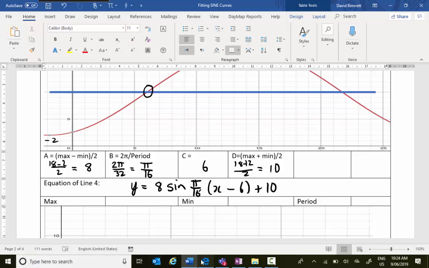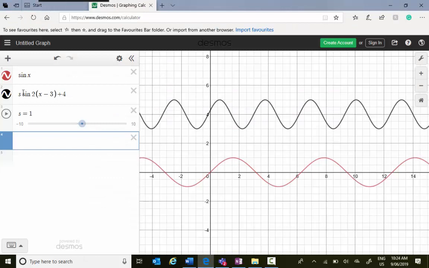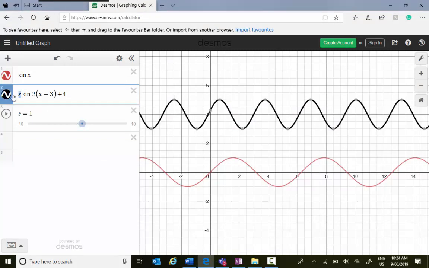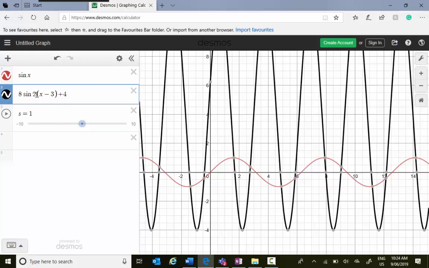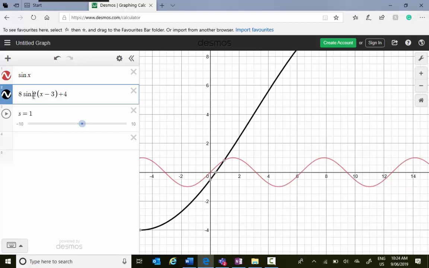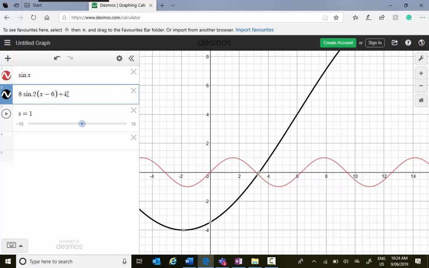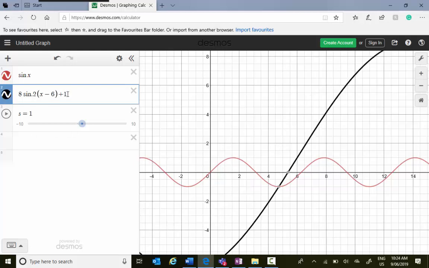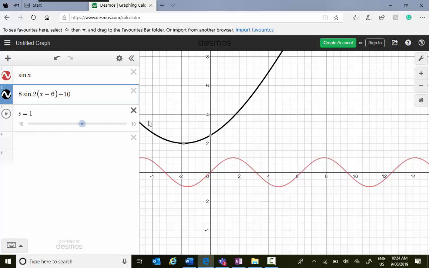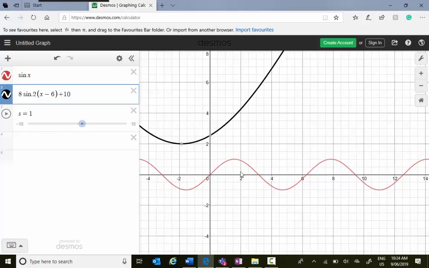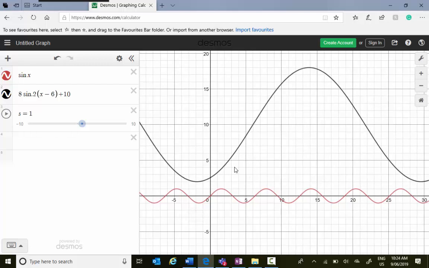So if I come to my Desmos and we graph that, and so remember our maximum there was equal to 8. And then my thing is like 0.2. And then my graph here, I had to move that across 6. And then I had to add up 10, I think was my period value. And so if I sort of zoom in on that, you can see it's doing exactly what we were seeing there before.